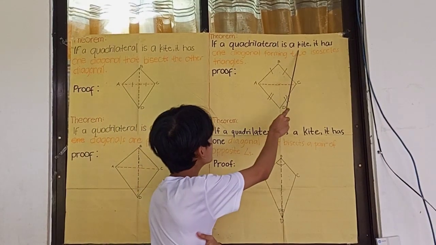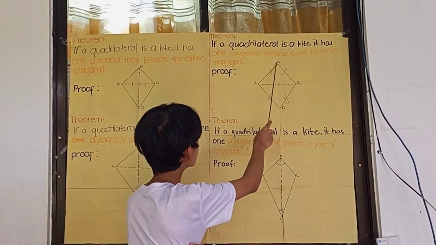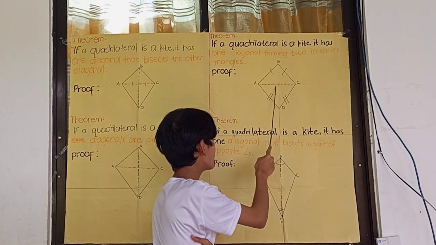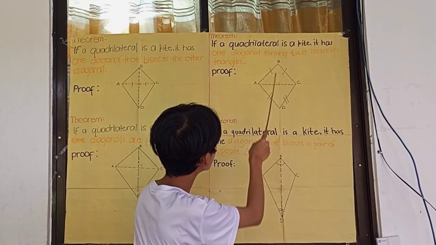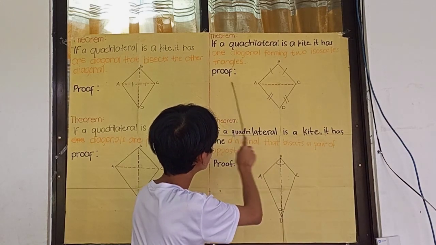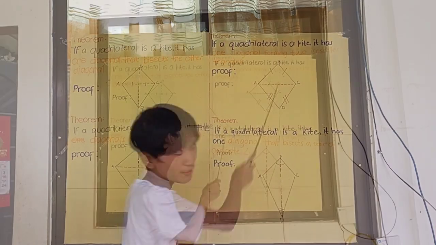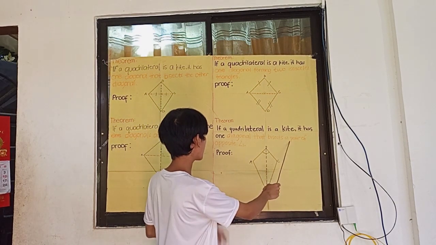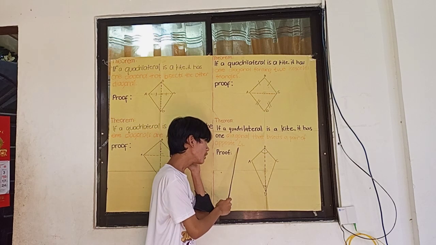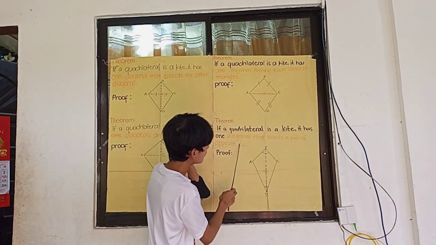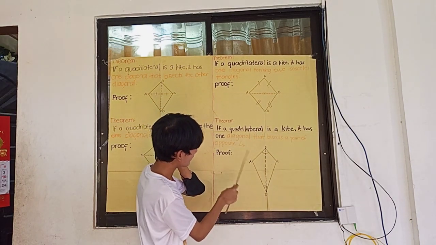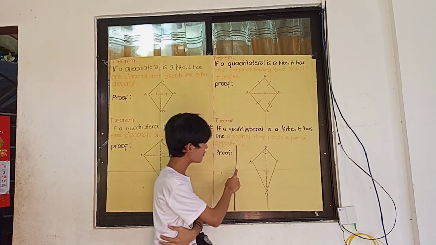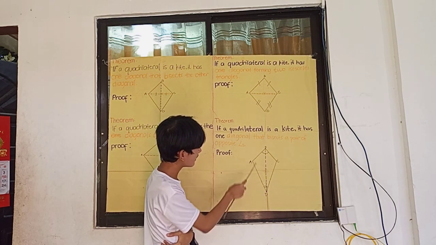If a quadrilateral is a kite, it has one diagonal forming two isosceles triangles. Proof: a kite has a diagonal that forms triangle 1 and triangle 2. If a quadrilateral is a kite, it has one diagonal that bisects a pair of opposite angles. It is angle B and angle D.